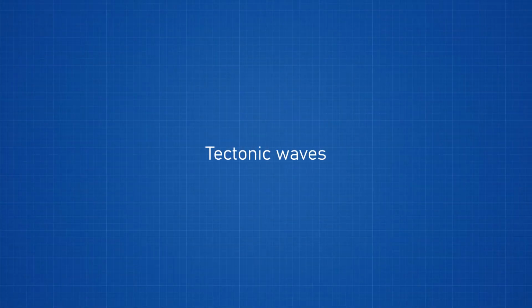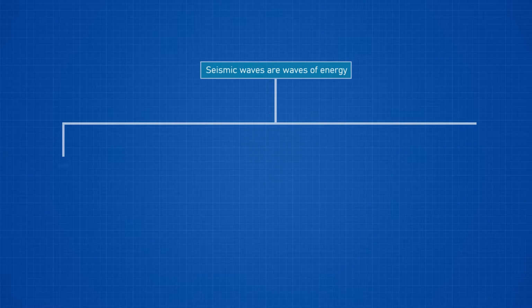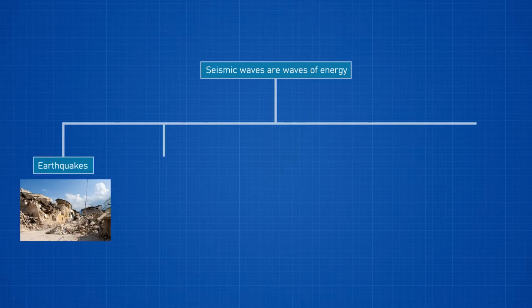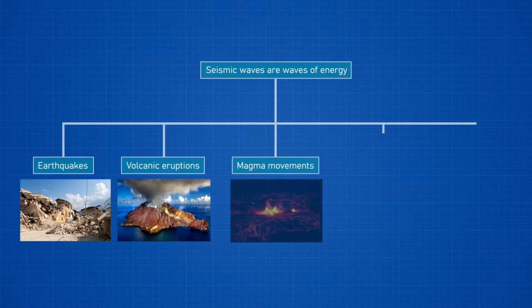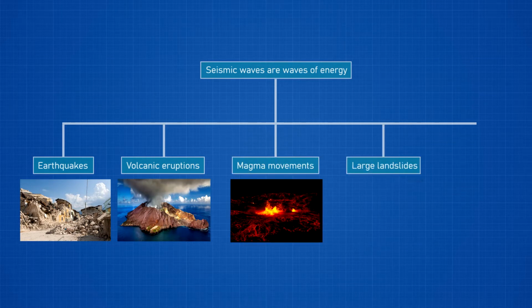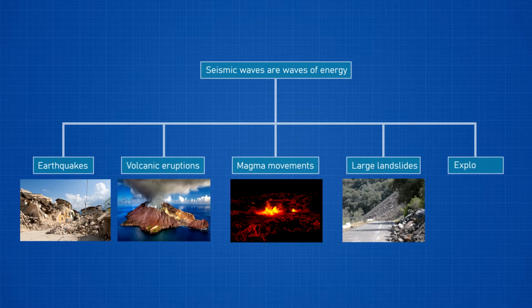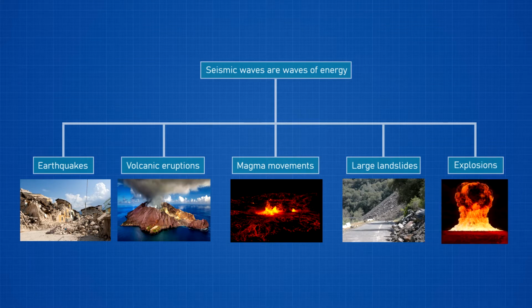Tectonic waves. Introduction. In classical seismology, seismic waves are defined as waves of energy that travel through the Earth's layers as a result of natural processes like earthquakes, volcanic eruptions, magma movements, large landslides, or man-made events like explosions that generate low-frequency acoustic energy. Their velocity ranges between 4,000 meters per second and 6,000 meters per second.